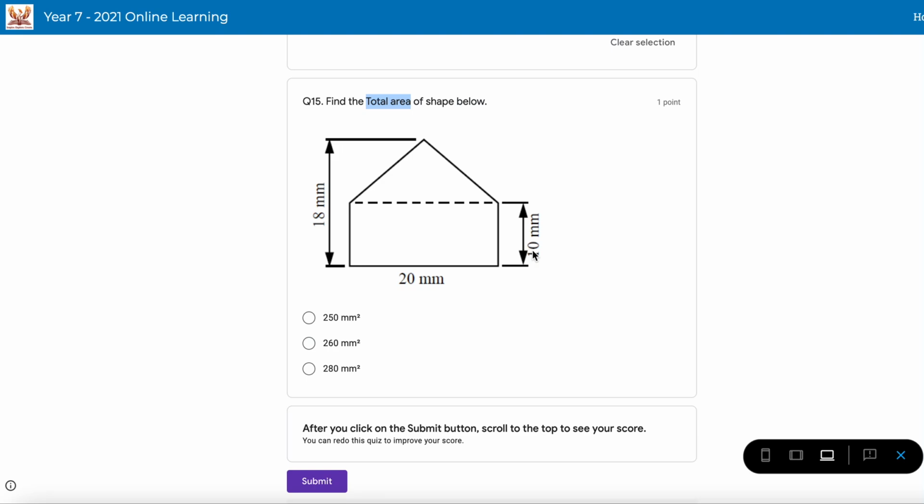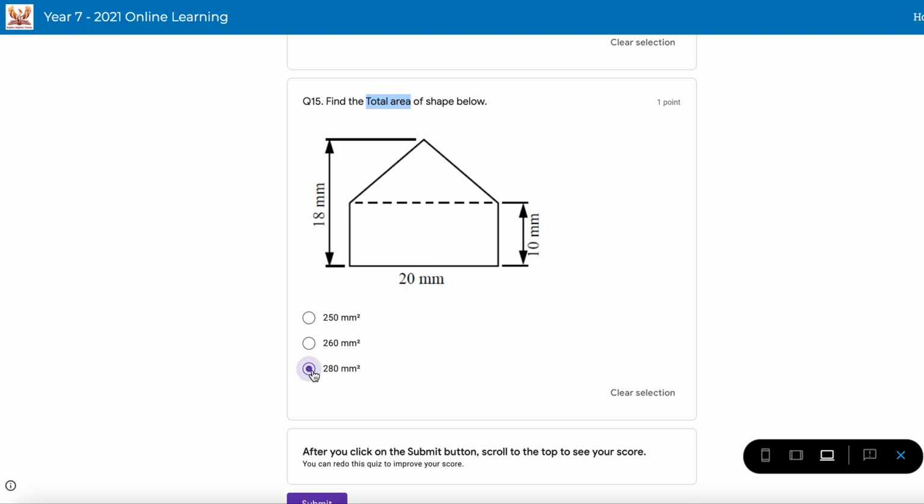And for our total area, we just have to add our two areas together. So we've got 80 square millimeters up here and 200 square millimeters down here. So altogether that's 200 plus 80 square millimeters, so 280 square millimeters.